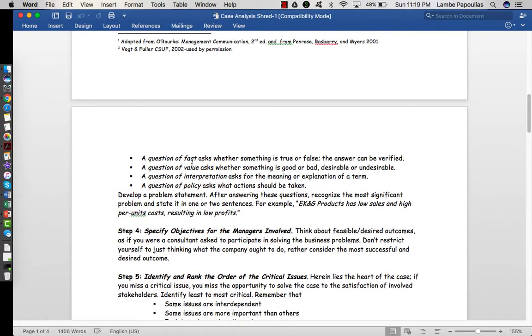So a question of fact asks whether something is true or false. The answer can be verified. A question of value asks whether something is good or bad, desirable or undesirable. A question of interpretation asks for the meaning or explanation of a term. A question of policy asks what actions should be taken.